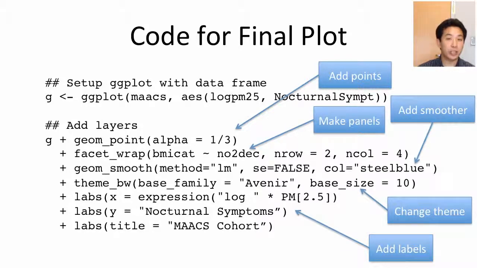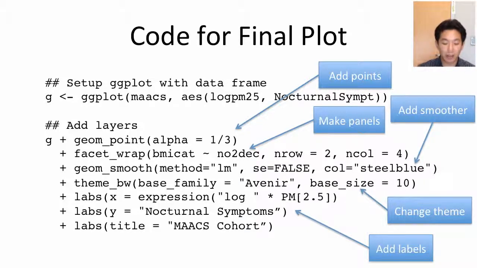I add points using geom_point. I make the panel using the facet_wrap function. And then I add a smoother using geom_smooth, where I specify the lm method, and I turn off the standard error bars. I changed the theme to be this black and white theme, and then I modified the font to be Avenir instead of the default. And I've also made the font a little bit smaller to be 10 points instead of the default 12. And then finally, I've called the labs function 3 different times to change the labels: the X label, the Y label, and the title of the plot.